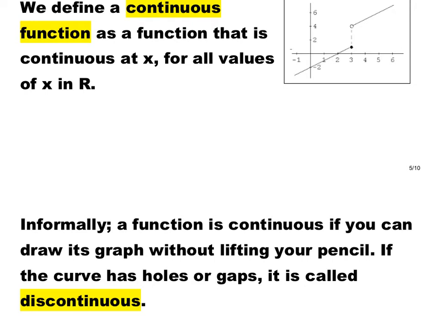Now, informally, we can define a continuous function if and only if we can draw the function without lifting our pen. For instance, in the given example here, since when we draw the function up to here, we have to lift the pen to draw this part of the function, this graph is discontinuous.